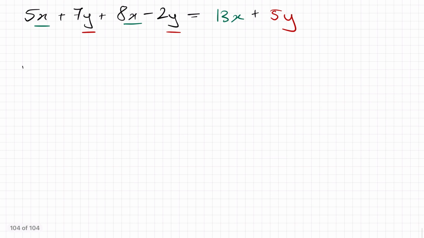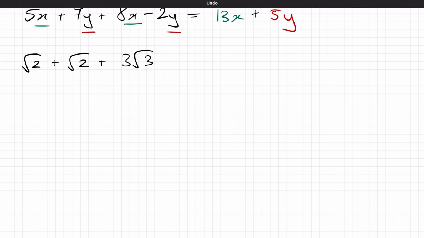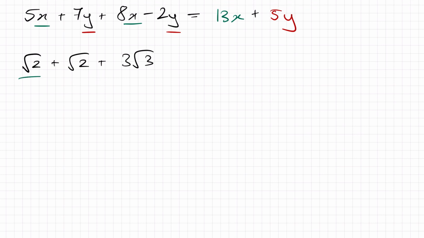And even this extends past algebra, because if you have surds, let's say you have root 2 plus root 2 plus 3 root 3. Well, this root 3 doesn't really relate to any of these, but both of these are root 2s. So we can again sum them to give 2 times root 2, if that makes sense. So I'm just going to write 2 root 2 plus 3 root 3, like so.